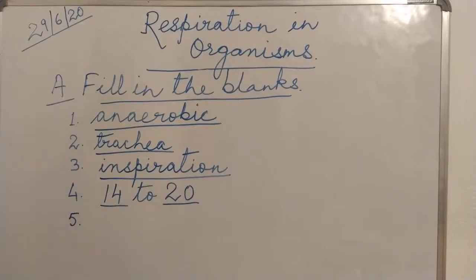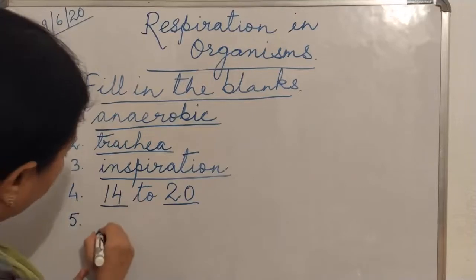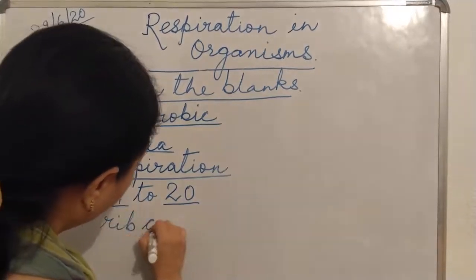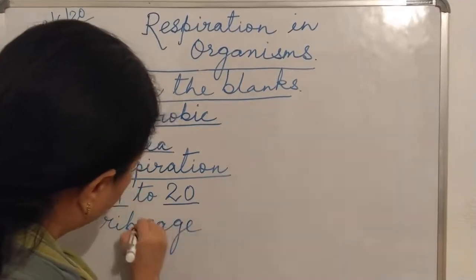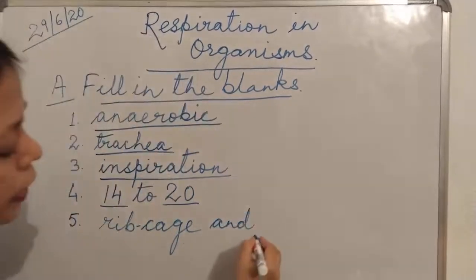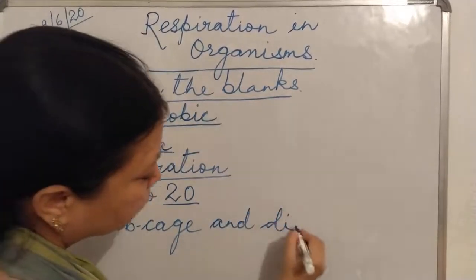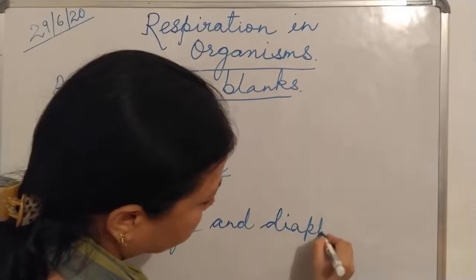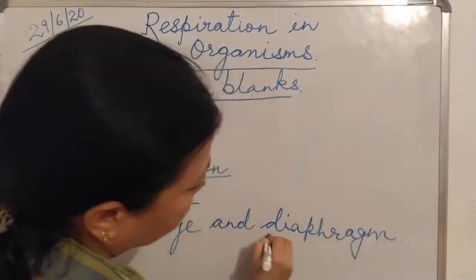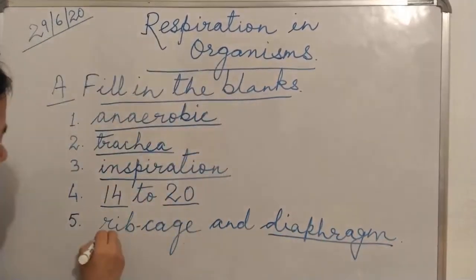Fifth one is, the movement of lungs is controlled by the dash and dash. The movement of lungs is controlled by rib cage and diaphragm.